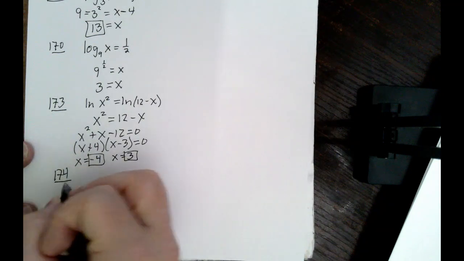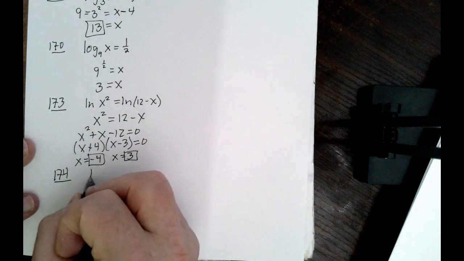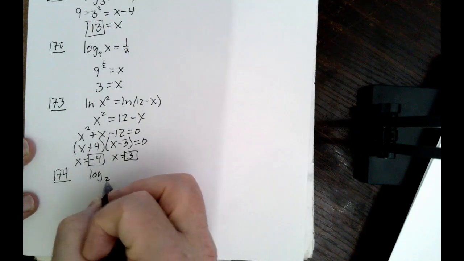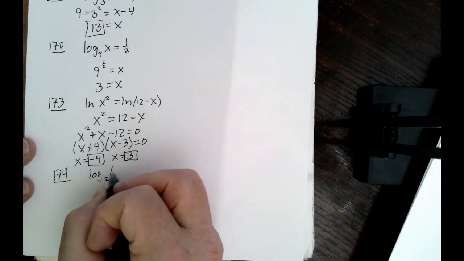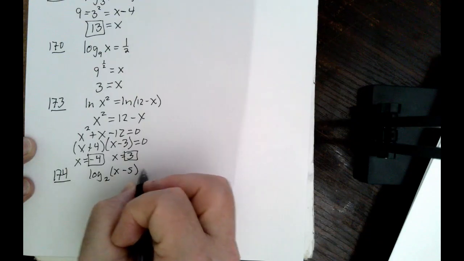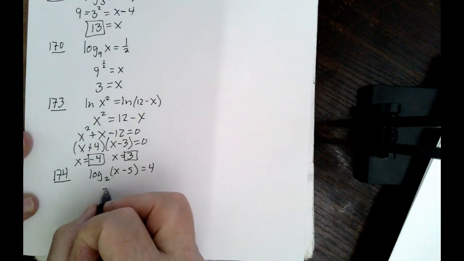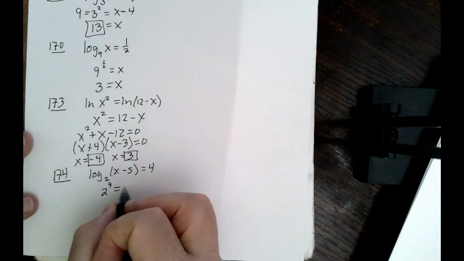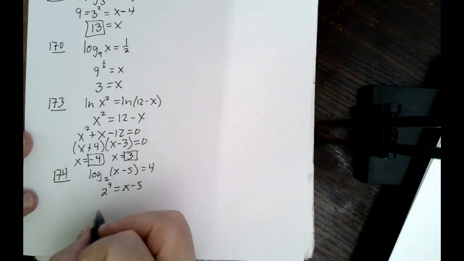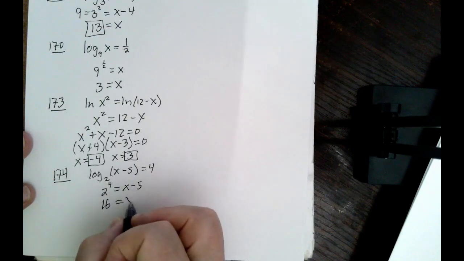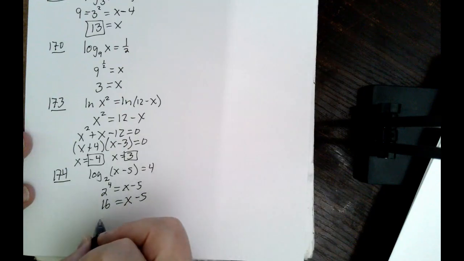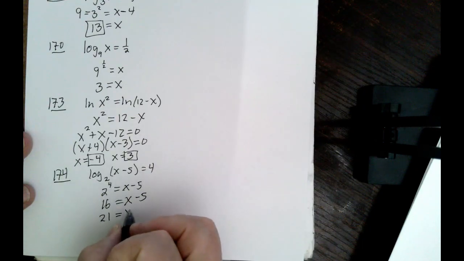174. Log base 2 of x minus 5 equals 4. So 2 to the 4th equals x minus 5. And that's 16 equals x minus 5. So x has to equal 21 when you add 5 to both sides.